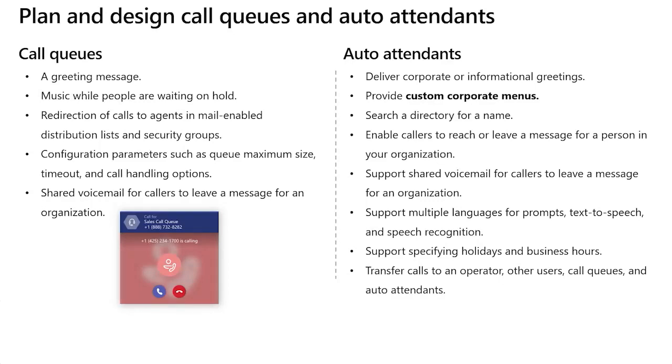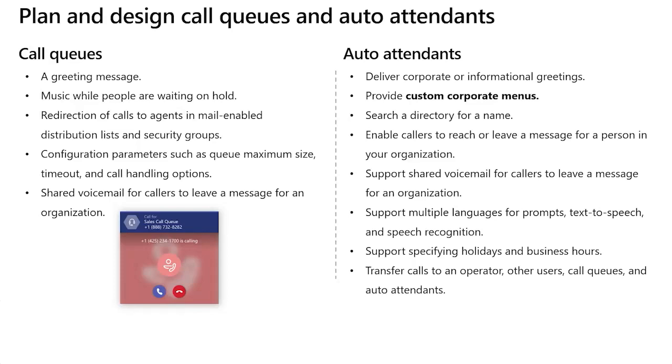So call queues. We can have an outgoing message. We can optionally have music for people waiting on hold. And we can redirect calls to agents in either a distribution list or security group. And we have settings for the maximum queue size. Default is 50. Timeout settings. So what should happen at the end of the timeout? Should the caller be dropped? Should they be routed to a different voice app or voicemail? There's shared voicemail we can enable as well.